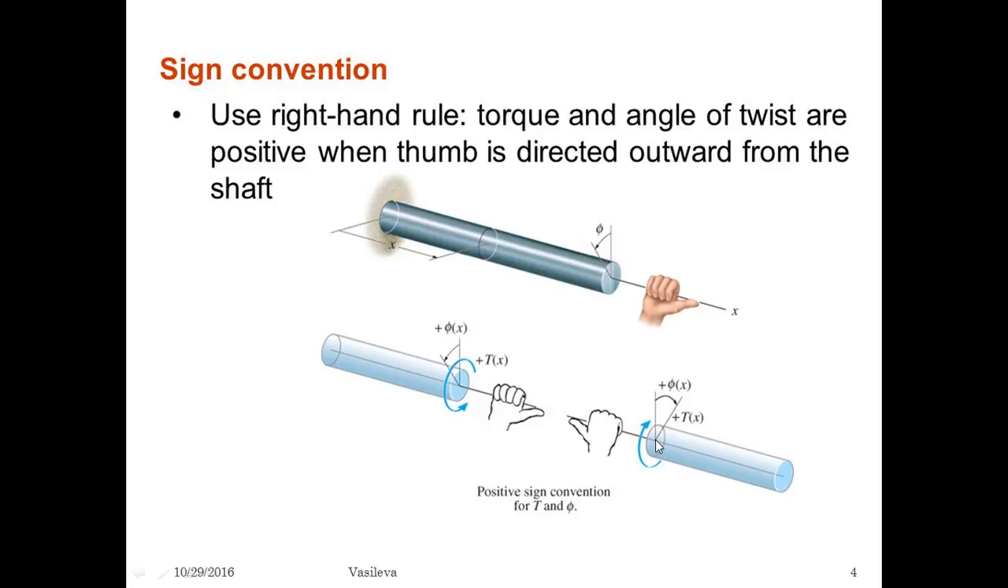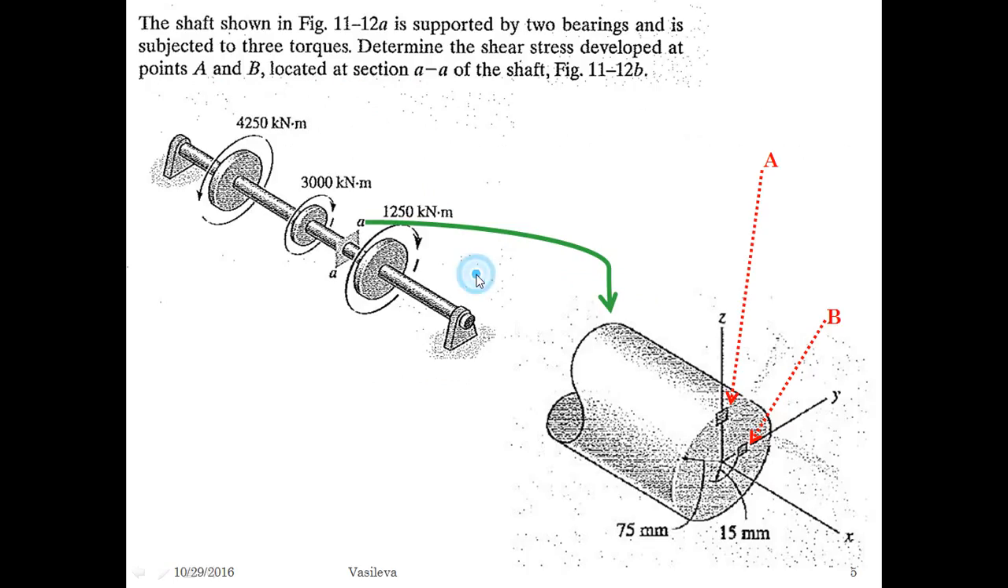In this case, if I cut the beam here and decide to look at the right section, I point my thumb outward and my fingers curl this way, so the positive torque is going to be clockwise. So it's very important to remember that you cut the beam, point your thumb outward from the cut, and wherever your fingers curl, that is the positive sign convention. And you'll see what I'm talking about when we do this problem.